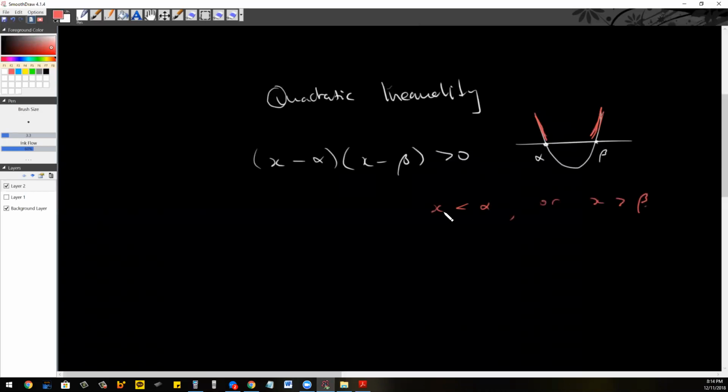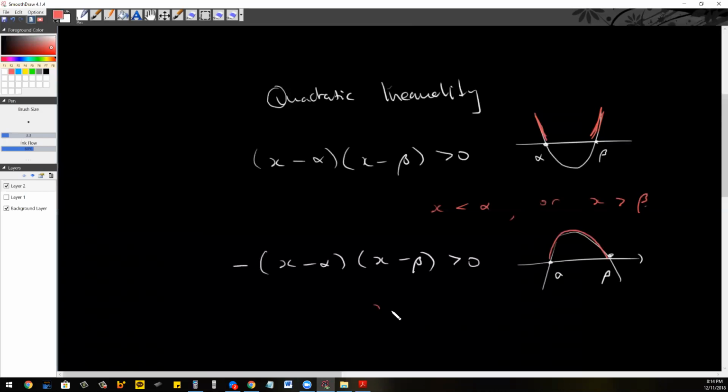Now if you have a situation like (x minus alpha)(x minus beta) but with a minus sign, and that's greater than 0, that means you have an upside down parabola. This is alpha and this is beta. Then it's greater than 0 here, right? So x is between what? Beta and alpha. So that's the answer for this one and this one, okay?